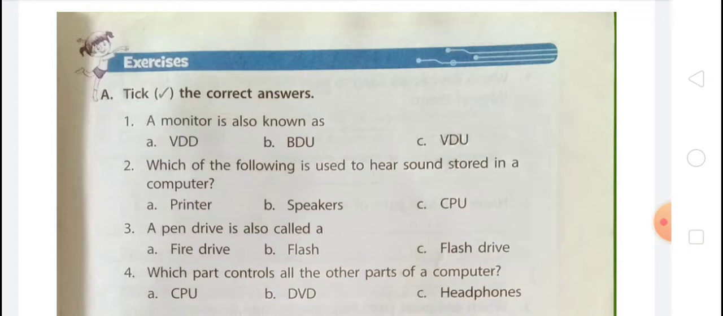A computer has four main parts: monitor, CPU, keyboard, and mouse. All these parts are connected by wires. Let us learn about these parts one by one. Monitor. A monitor looks like a television. It can display words, images, and videos. A monitor is also called a visual display unit, or VDU in short form.